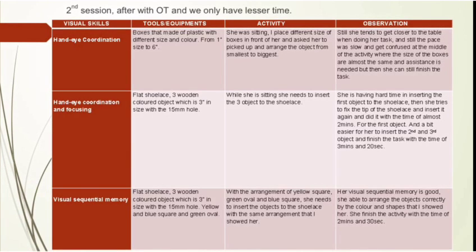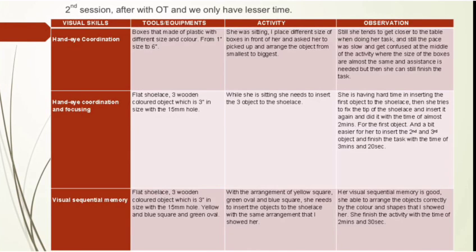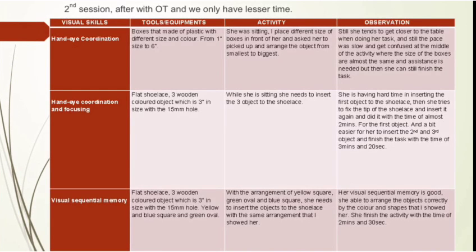And lastly, for this session is the visual sequential memory, using the same flat shoelace and three objects. She needs to arrange the objects the way I showed her. For the observation, her visual sequential memory is good. She is able to arrange the objects correctly by the color and shapes that I showed her.